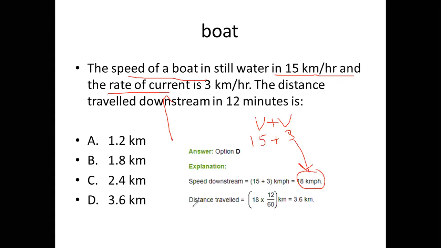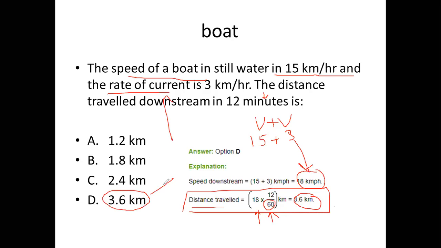Now we are going to talk about the distance traveled. We know the distance formula, right? So we have to multiply the two terms, that is speed and the time. The time is given in minutes, right? So we are going to convert it, that's why we need to divide it by 60. If we multiply these two things, we get the distance by the distance formula, right? So that is 3.6 kilometer.